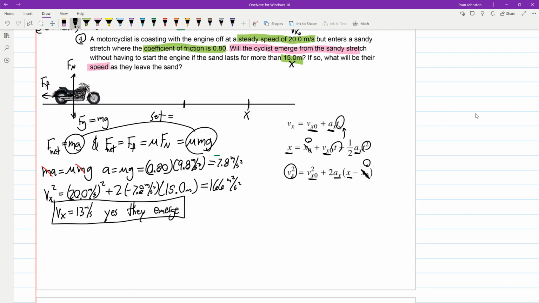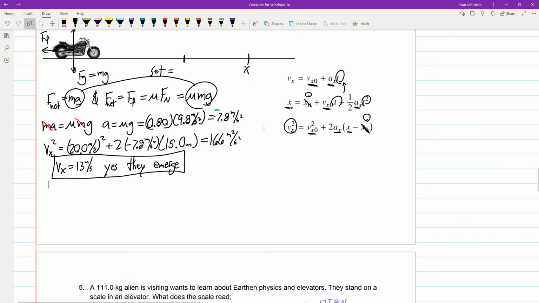Now, the other thing that you could do, just kind of throwing this out there, that is kind of neat, is you could actually use this third equation in a slightly different way. You could reformat it. Let's say I reformat it to find how much it would need to decelerate to stop the motorcycle before it leaves.